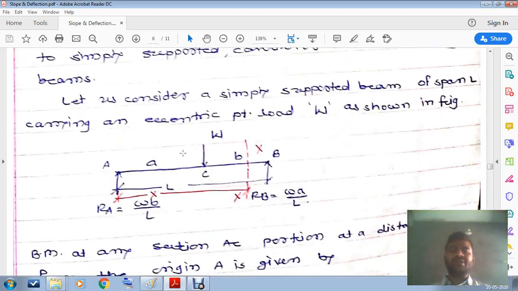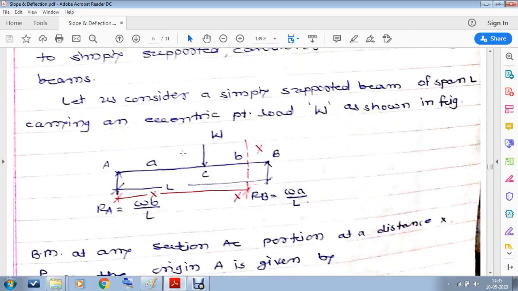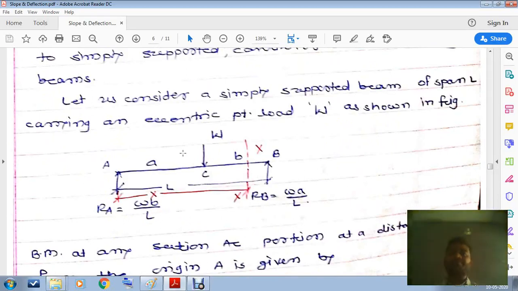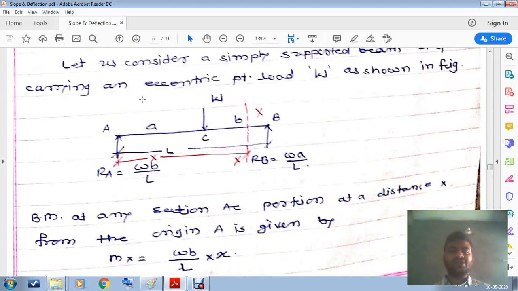So let me explain all of what I have said now, how we apply this to the double integration method to calculate slope and deflection. Let us consider this again.